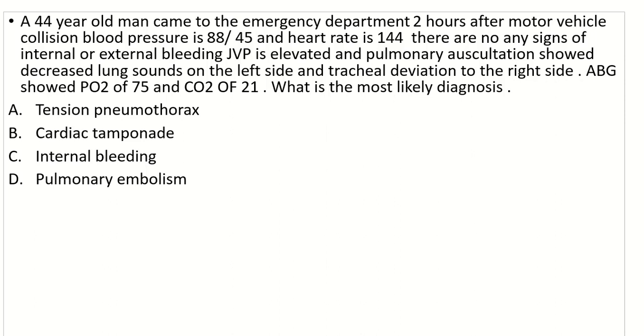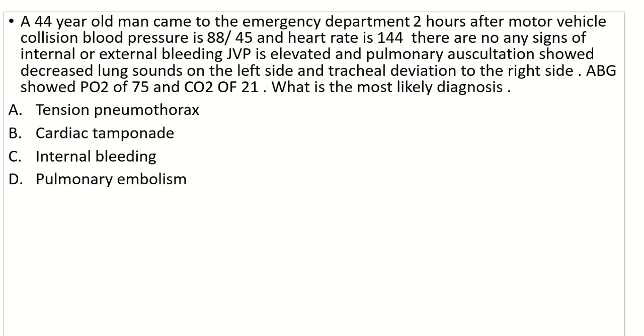What will differentiate cardiac tamponade from hemodynamic instability due to internal or external bleeding is the JVP. The JVP will be decreased in bleeding because there is no blood to return to the right heart in the first place. While in cardiac tamponade, there is blood volume in the circulation, but it can't return to the right heart. So in cardiac tamponade, the JVP will be elevated.